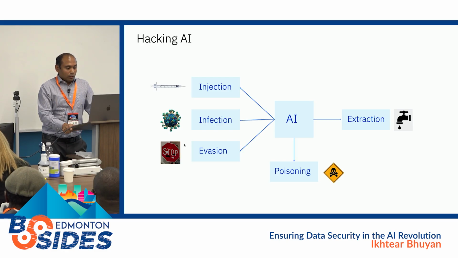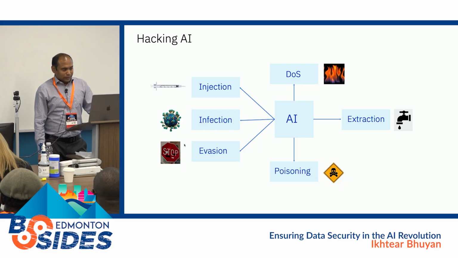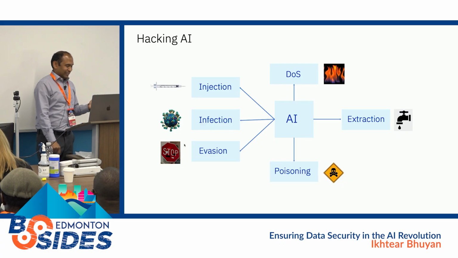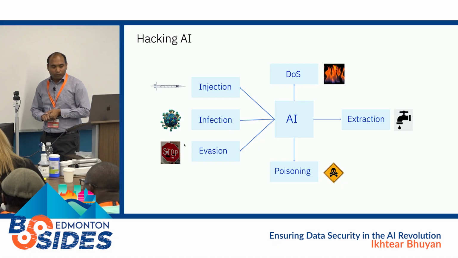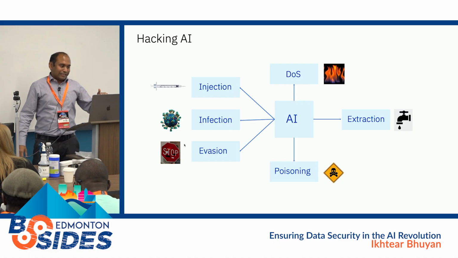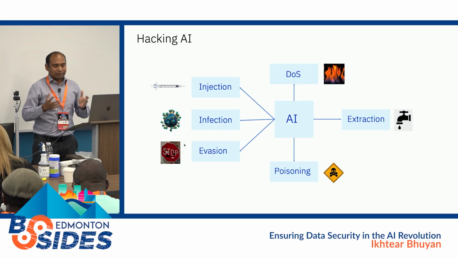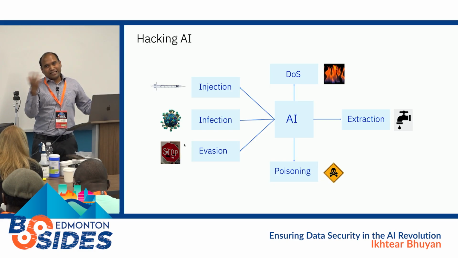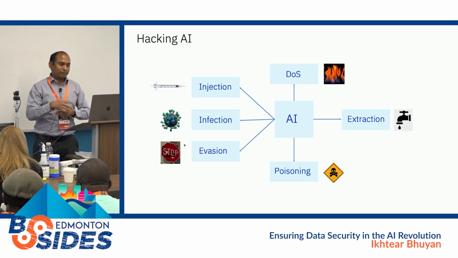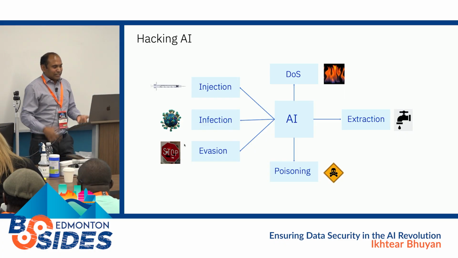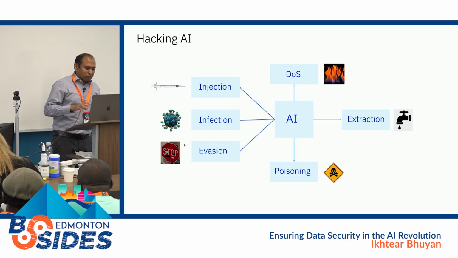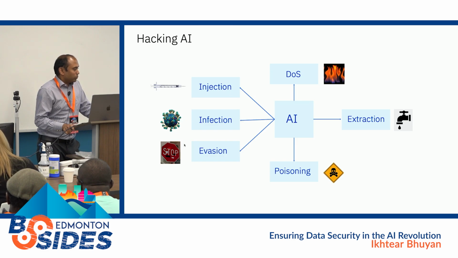The next one, we all know about DoS. If I make too many requests in a short period of time, the AI model will break. It's a way to disrupt the AI operation.